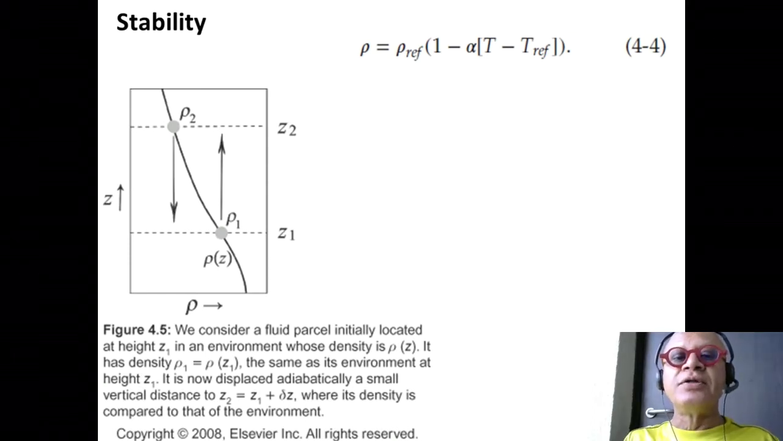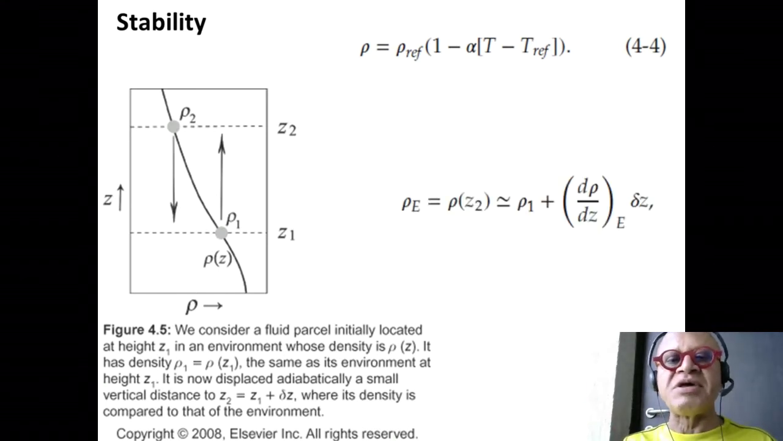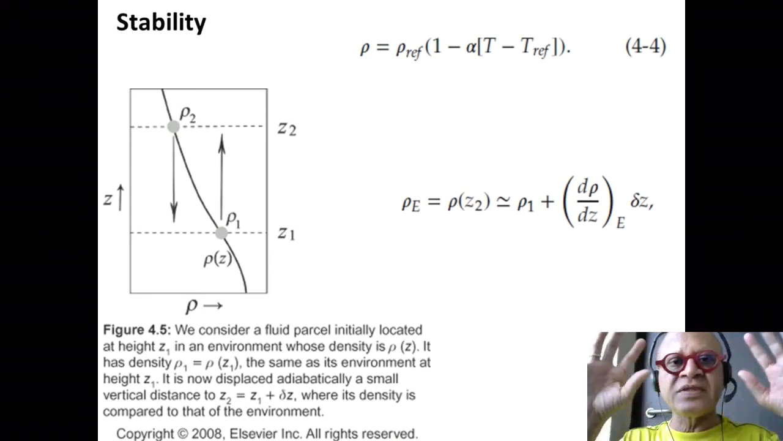So the temperature relation is going to look like this: rho ref times 1 minus alpha (T minus T ref). Alpha is positive, so if you warm the temperature, you're going to reduce the density. If you cool the temperature, you're going to increase the density within reasonable limits, right? So rho E again is the environment. So we are always talking about a parcel and the environment.